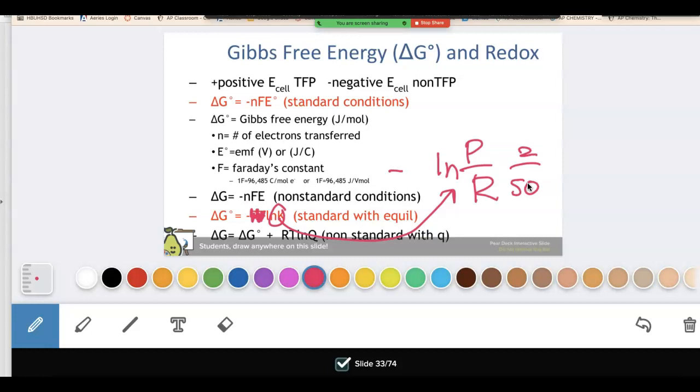Now, let's look at it mathematically. 2 over 50 is a decimal, right? And then when you take the natural log of it, you get a negative value for the natural log of K. So this ends up being negative right here. Well, the negative and the negative would make delta G positive, meaning the reaction is not occurring when it's heavily reactants. You'd have to add energy to force it to happen.